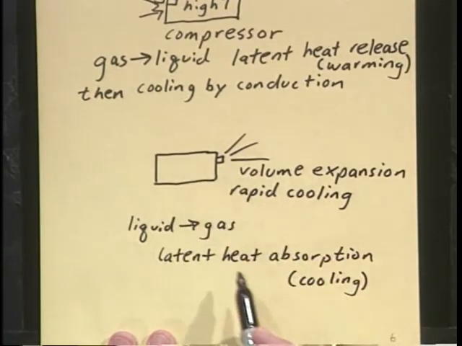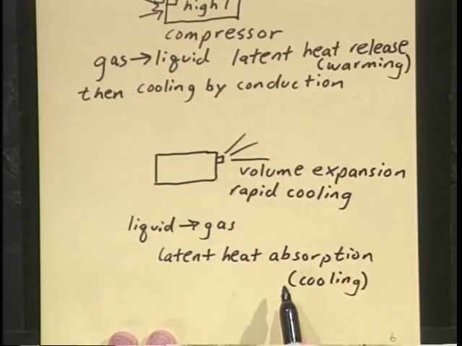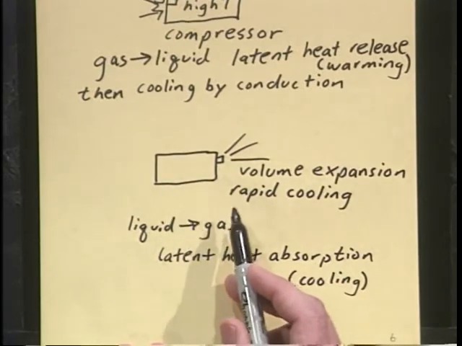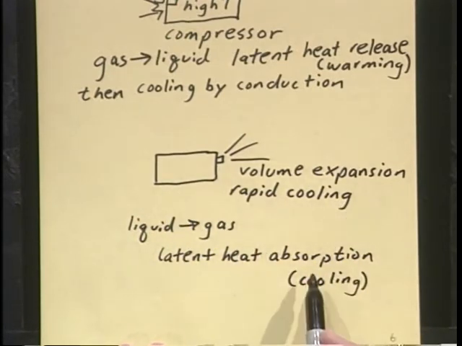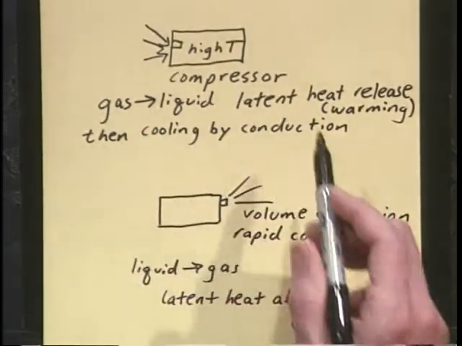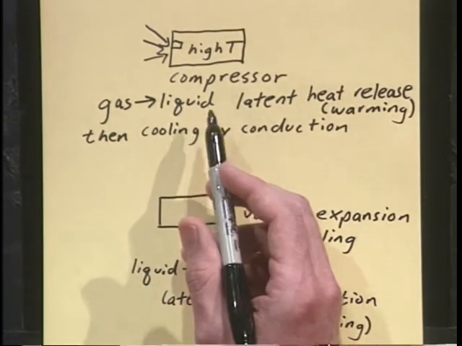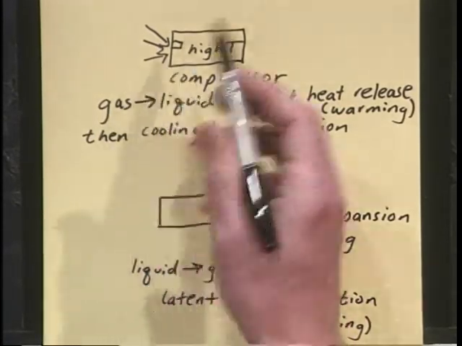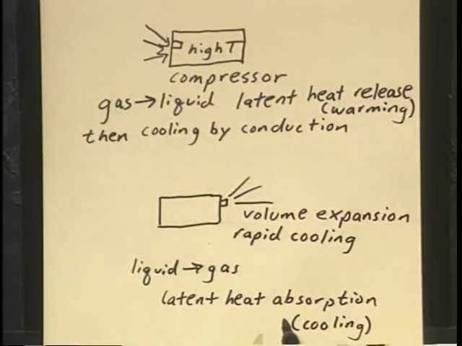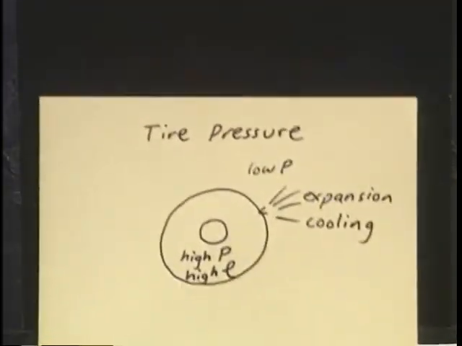So this process is what cools the air down inside the refrigerator, the substance undergoing that volume expansion and latent heat absorption. And then the cycle repeats itself over and over again, where the excess heat is given off to the air outside the refrigerator so that it can cool off the air that's inside. Next, we'll look at tire pressure.